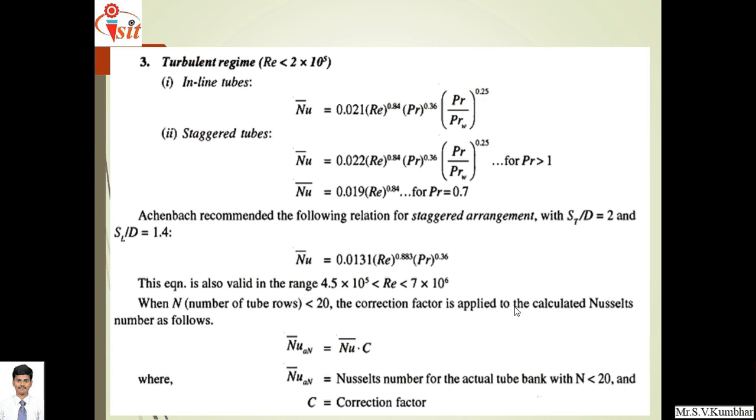When n, that is the number of tube rows, is less than 20, then a correction factor is applied. That is, Nusselt number is equal to average Nusselt number into C, where C is the correction factor.